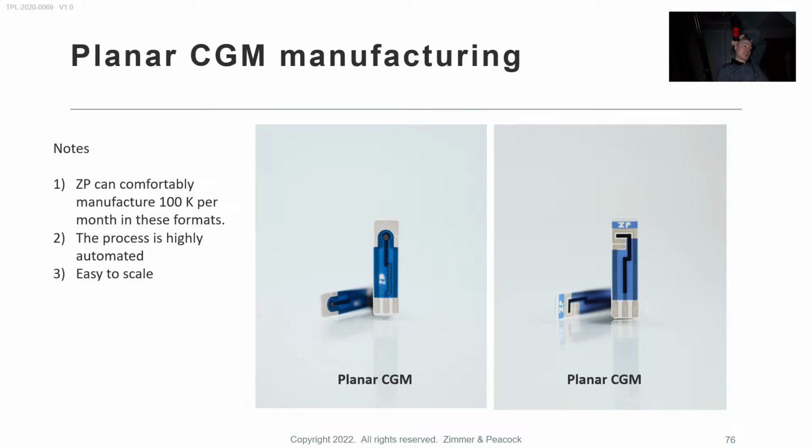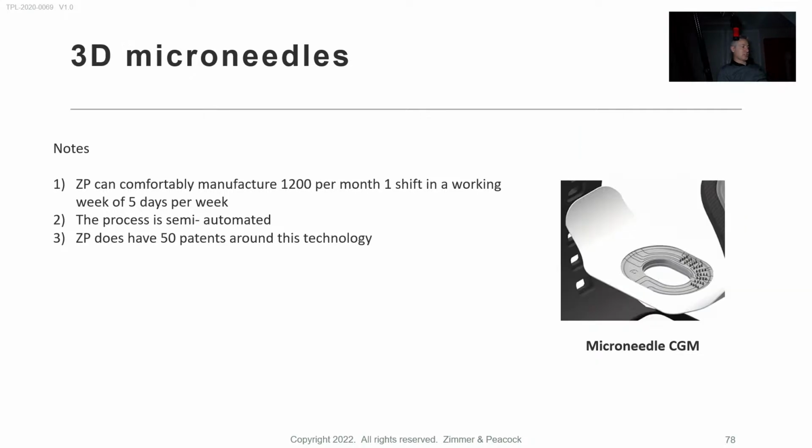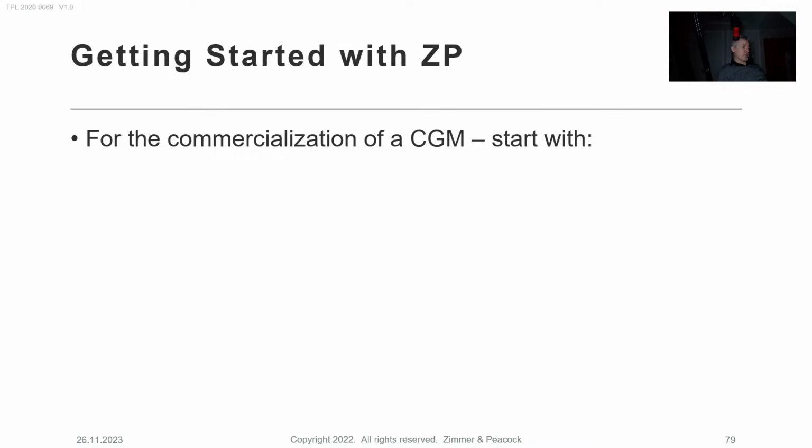We do manufacture CGMs in several formats. I think the format for these people should be going for is planar. It's easiest to scale, and we can comfortably make 100,000 per month. You can do wire assembly. I have seen people use this kind of assembly as well in the application. And then there's also 3D microneedles as well, which we have the strongest patent portfolio on.